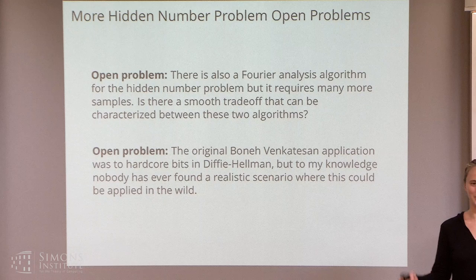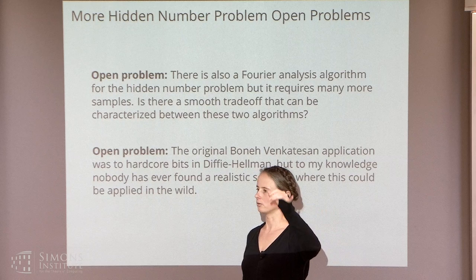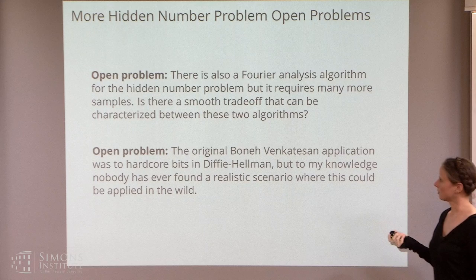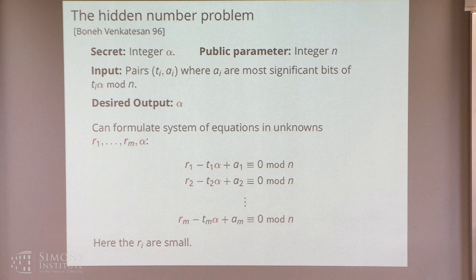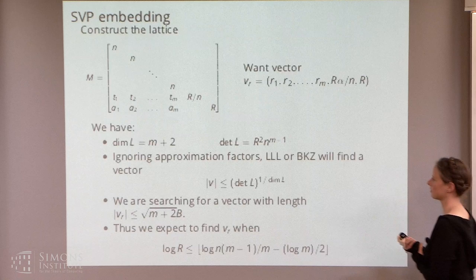Just remind us what you mean by hardcore. It means that if you can learn those bits, then you can learn the entire value. So those bits are as hard as learning the entire secret. The principle here is that in the hidden number problem, if you get some of the most significant bits of something that is derived from your secret, then you can compute the secret. That's how the reduction works.